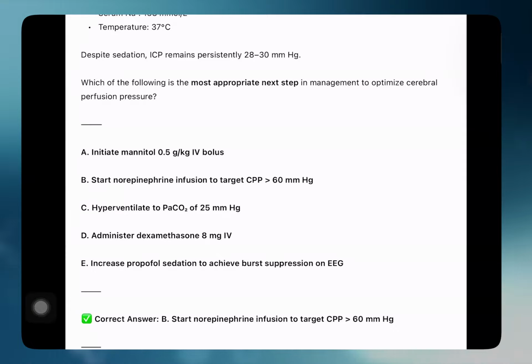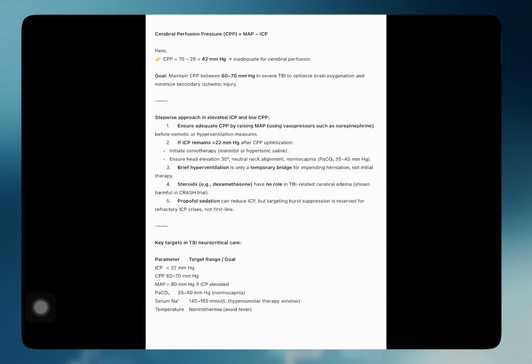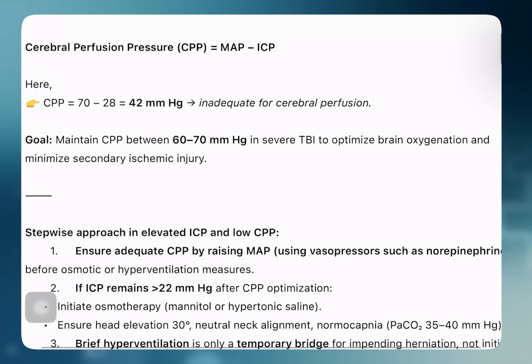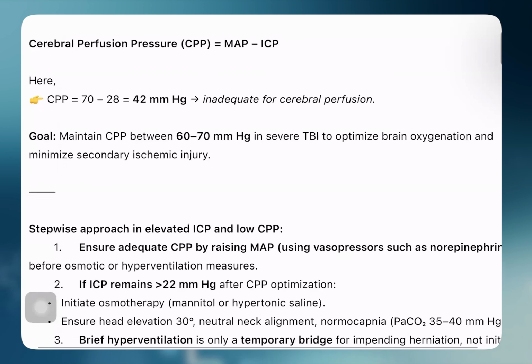See, the patient's BP is already 80 by 50. So what are we going to achieve with propofol sedation? Even further hypotension. So the patient needs a cerebral perfusion pressure more than 60. But here the patient's MAP minus ICP, that is 70 minus 28, is 42, which is inadequate for cerebral perfusion pressure. So maintaining it between 60 to 70 is the target. So we need to optimize brain oxygenation and minimize secondary brain injury.